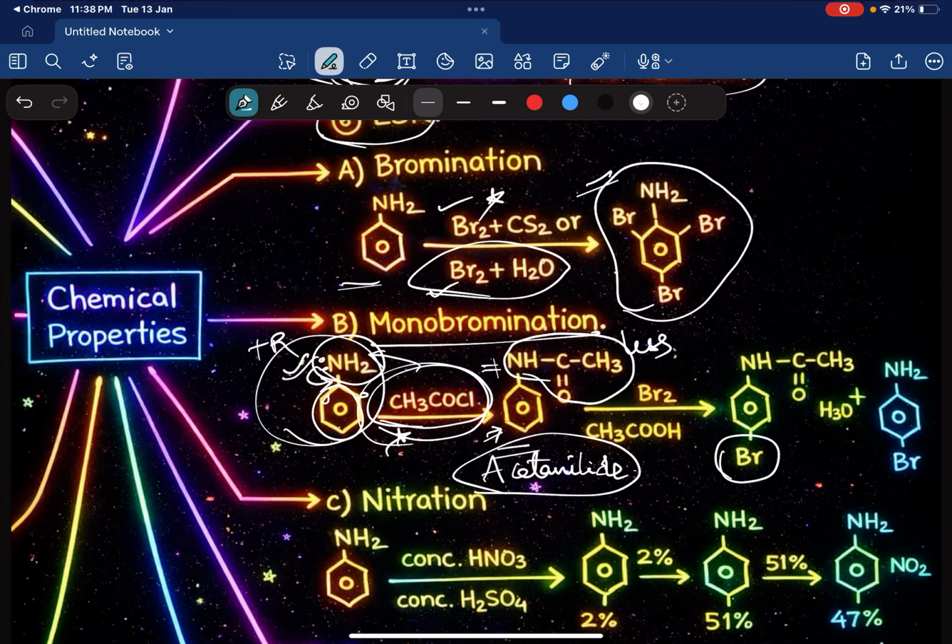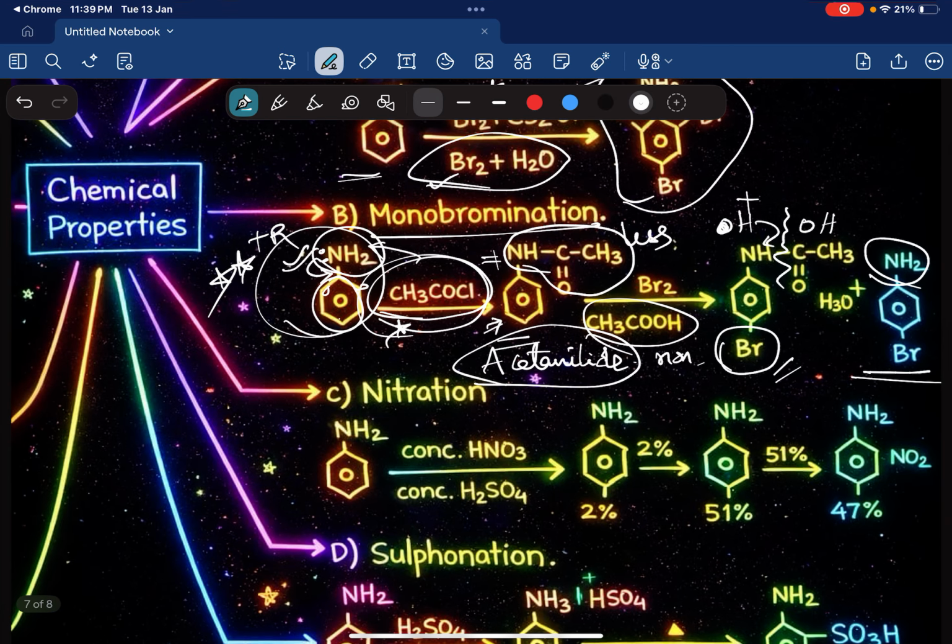After formation of the para-bromo compound, we do hydrolysis so that the bond breaks, H plus attacks here, and we get the amine back. So if you want to make para-bromoaniline, this is the best method. First, protection of the NH2 group with acyl chloride. Later we add Br2 in the presence of acetic acid, a non-polar solvent. We get only para-bromoaniline at the end after hydrolysis.